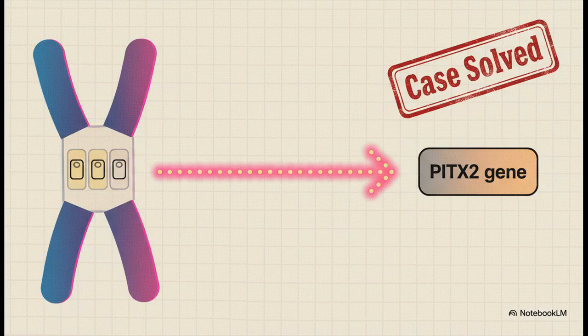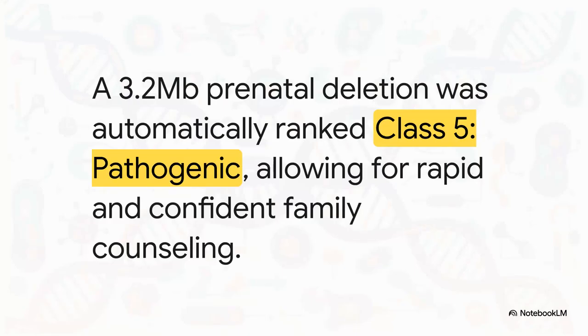And here is the aha moment, because AnnotSV looks at everything. It found that while the deletion missed the gene itself, it wiped out the critical genetic switches, the enhancers, that turn that gene on. And those switches were located almost 200,000 base pairs away. It was the smoking gun. Case solved. And this wasn't just a one-off. In another really high-stakes prenatal case, a massive deletion was found. AnnotSV immediately and automatically ranked it as class 5 pathogenic. This gave the family and their doctors a fast, confident answer when every single moment counted.